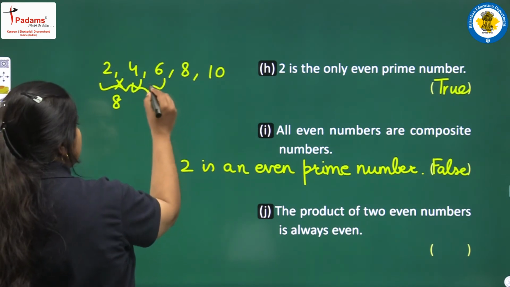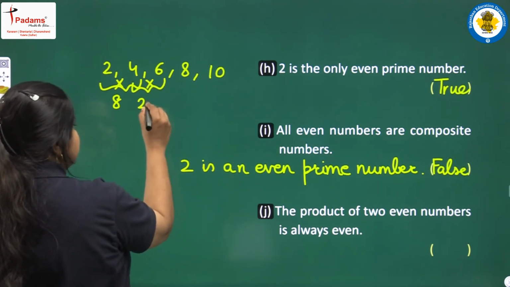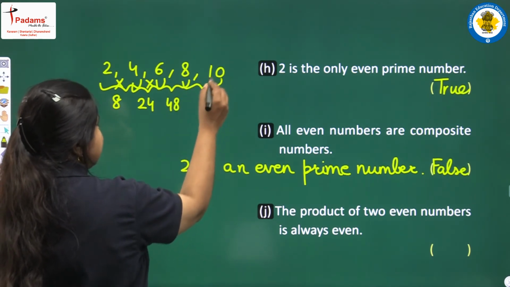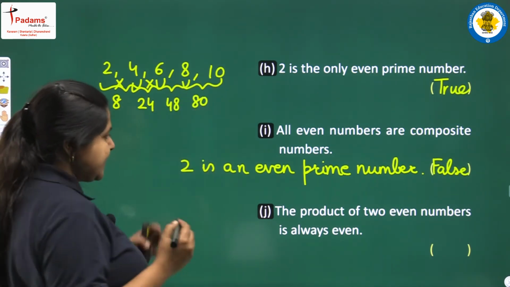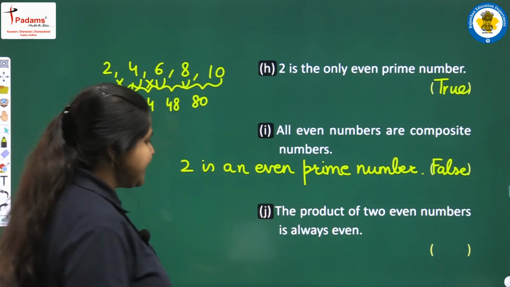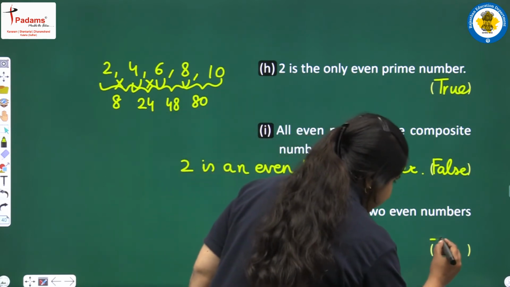If we multiply 4 and 6, we get 24, again even. 6 8s are 48, even. 8 10s are 80, again it's even. So whenever we are multiplying two even numbers, we are getting an even number, and so it's true.